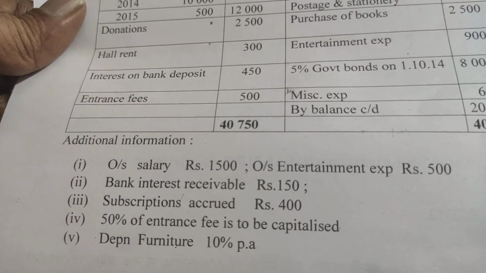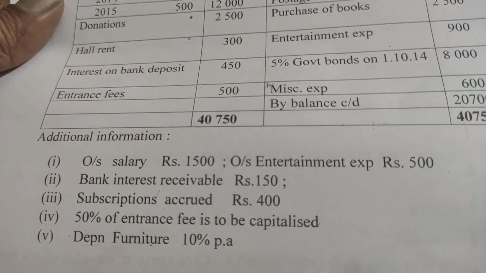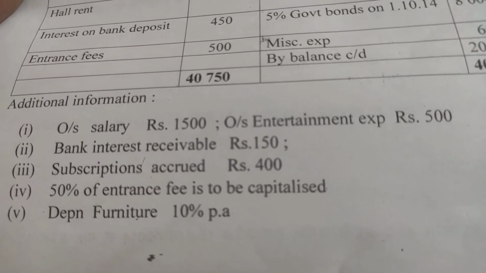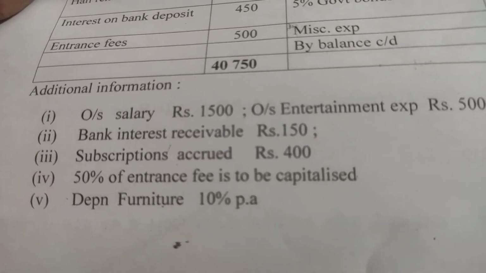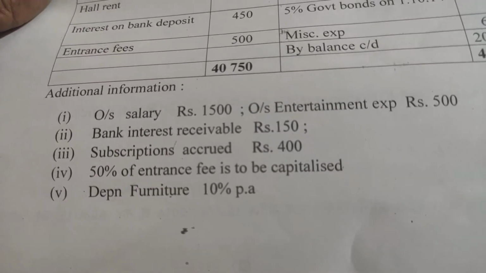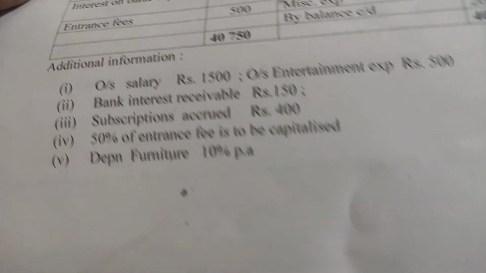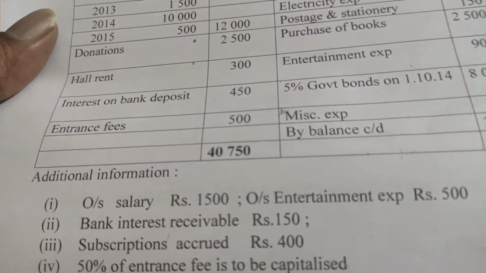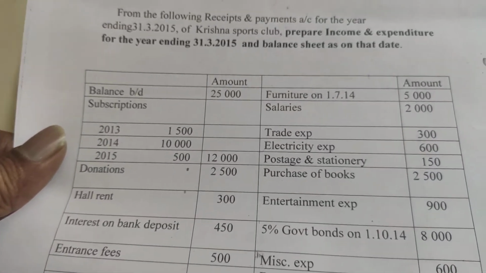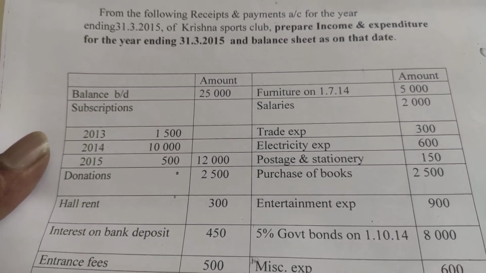Additional information given is that outstanding salary is 1,500 and outstanding entertainment expenses 500. Bank interest receivable 150, subscription accrued 400, 50% of entrance fee is to be capitalized. Depreciate furniture at 10% per annum. That's all. Now let me go for the preparation of the income and expenditure account for the Krishna Sports Club.